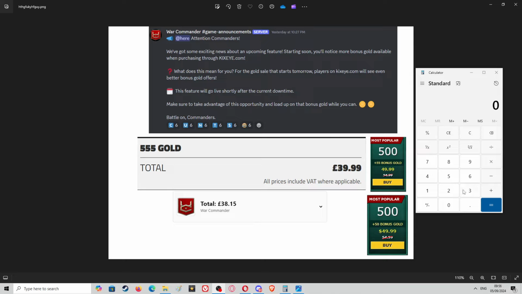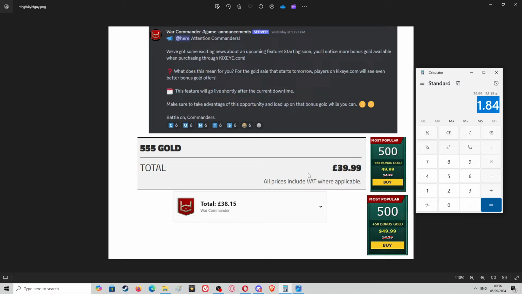So if we do $39.99, I know the math on this already, but I just wanted to make it absolutely clear, and then minus £38.15, that's £1.84. So the 5 coins don't amount to the £1.84 difference in purchasing. It's pennies off of 20 coins at £1.99. So you're not actually getting any bonus coin.